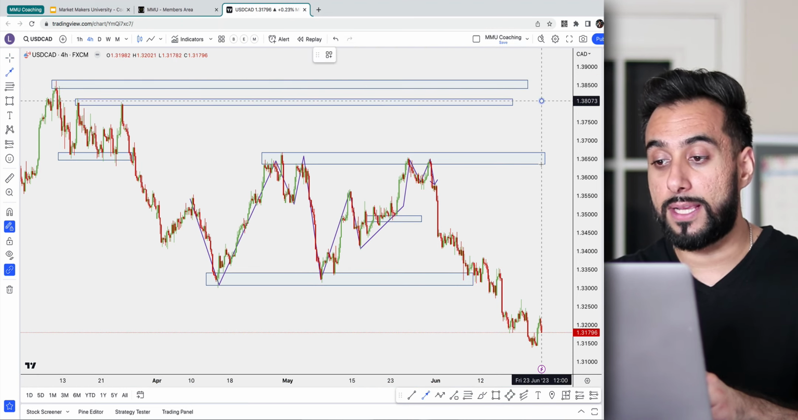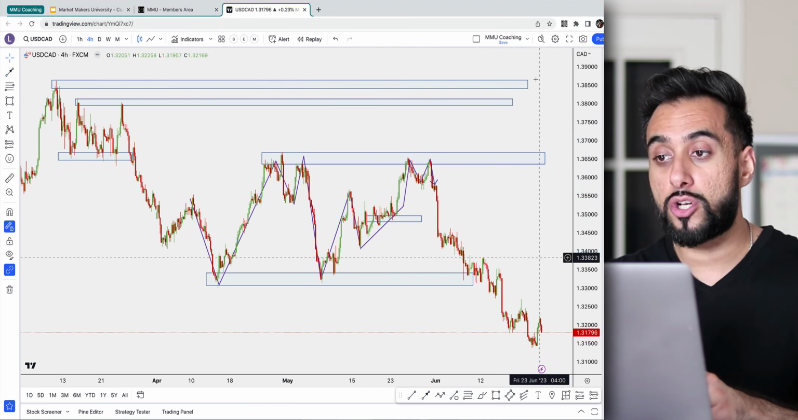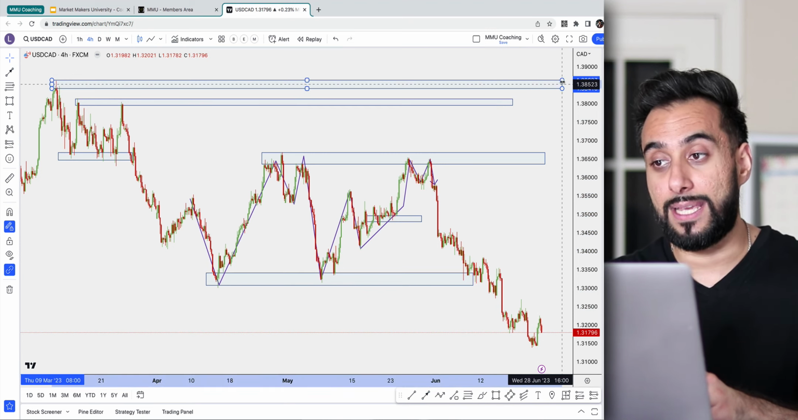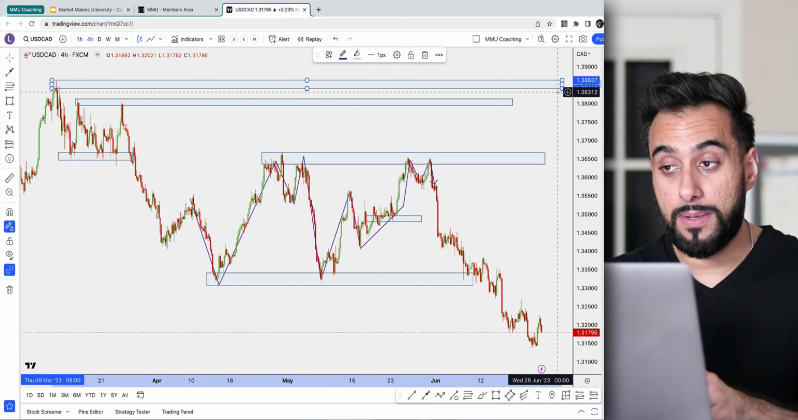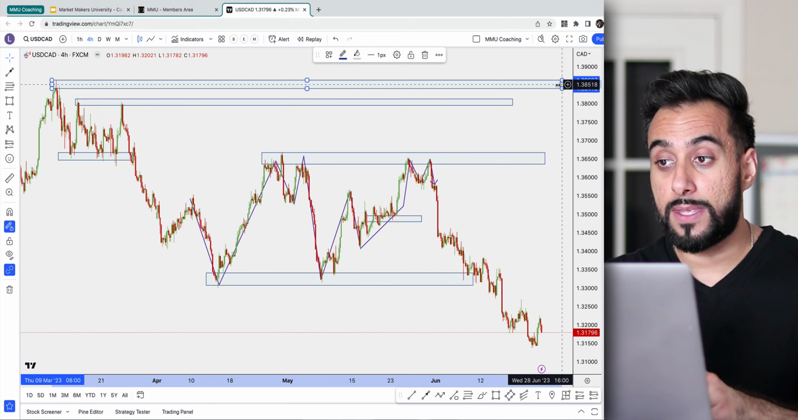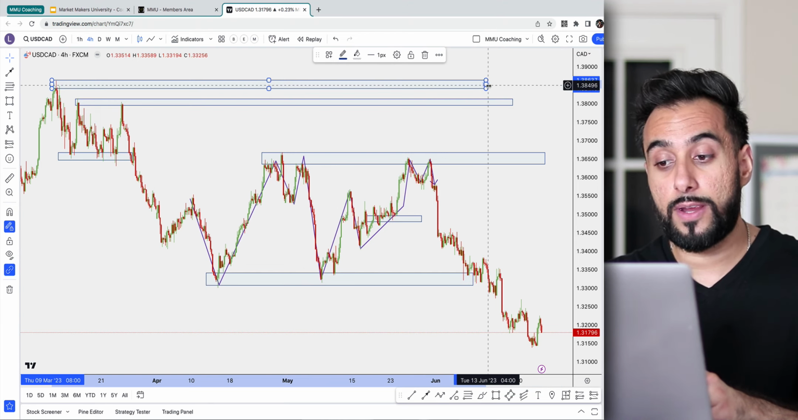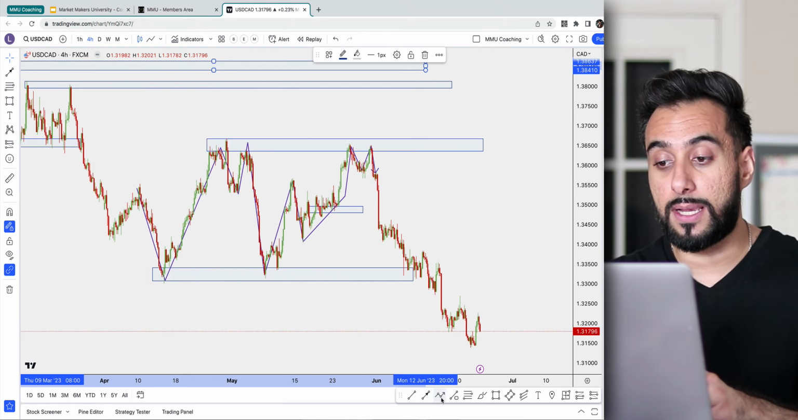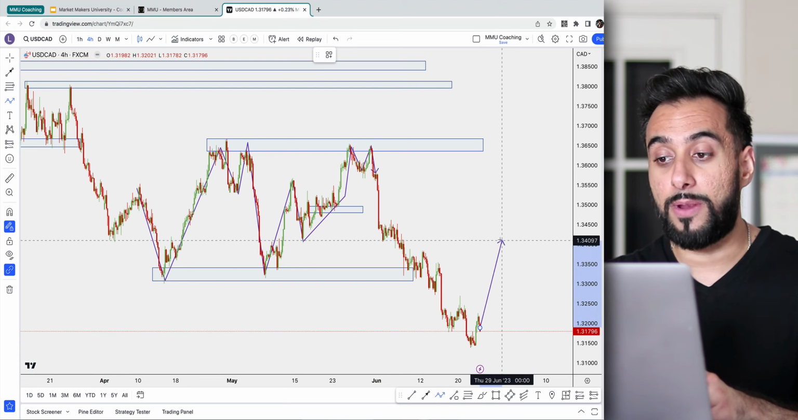If the current price is right here, you want to make sure that you draw your zones past it into the future. Why? Because this zone is useless if it ends over here, because we're using these as guidelines of where the price might react in the future.